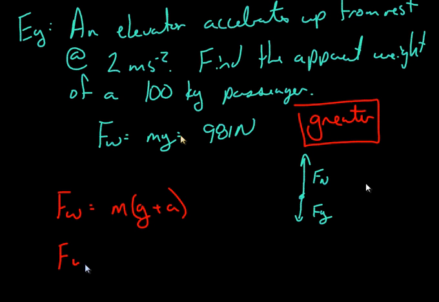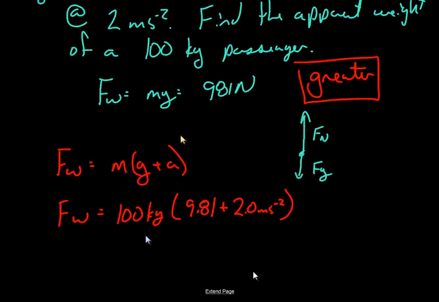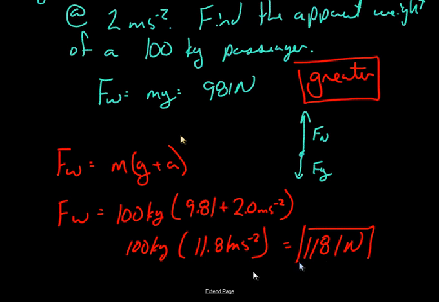So what we end up with then, mass is 100 kgs, times 9.81. And again, remember, we're dealing with magnitudes to keep it simplified. Don't put a negative in here. Just use the magnitude, plus 2.0 meters per second squared. So what we should have here is 100 kgs times 11.81 meters per second squared, or 1181 newtons. So the person's apparent weight has increased.